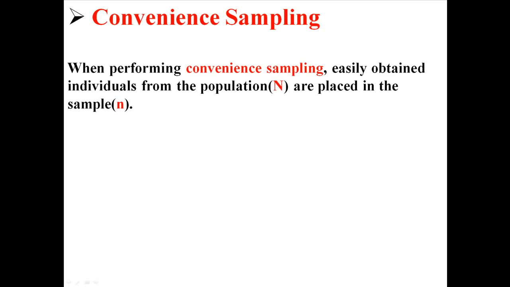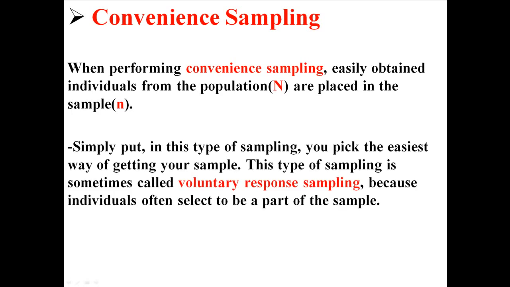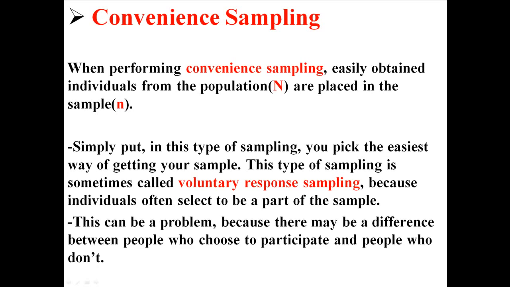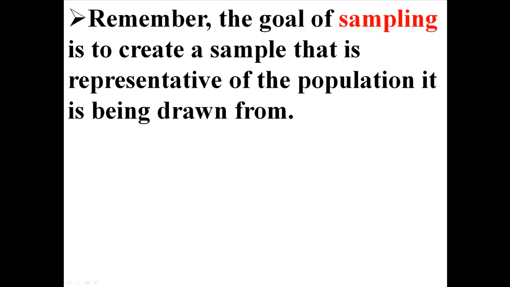And also there is convenience sampling, the easiest, laziest, and also kind of the worst way of sampling. When performing convenience sampling, easily obtained individuals are placed into the sample. Simply put, in this kind of sampling, you pick the easiest way of getting people into your sample. This kind of sampling can also be called voluntary response sampling because individuals often choose to be a part of it, like you'd call them on the phone or send them a letter or something like that. But this can also be a problem because there may be a difference between people who choose to participate and people who choose not to.